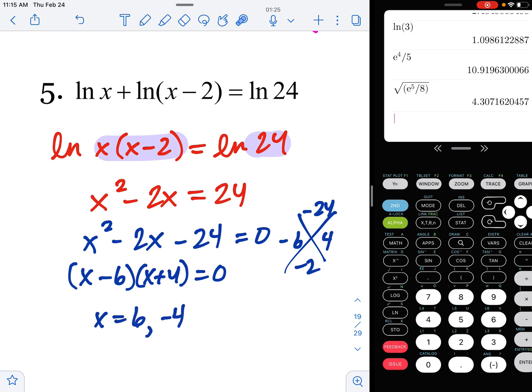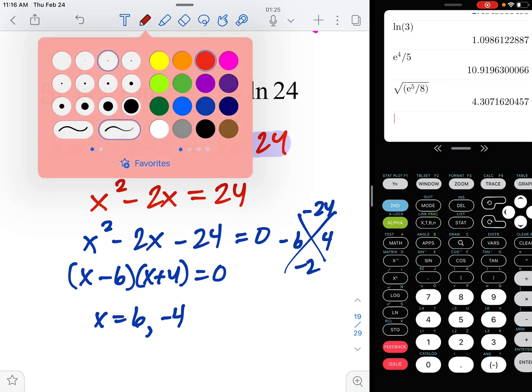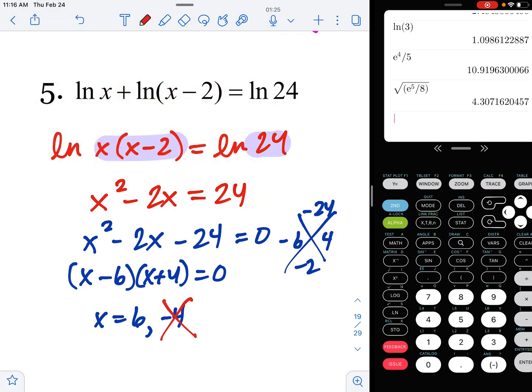And once again, we go back up to the problem. Are either of these answers things that could not plug back in? And hopefully you're looking at that and saying, ugh, we can't use that negative 4. We're going to cross that out. And my only answer here is x equals 6.